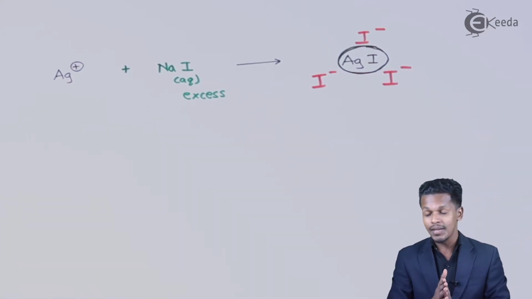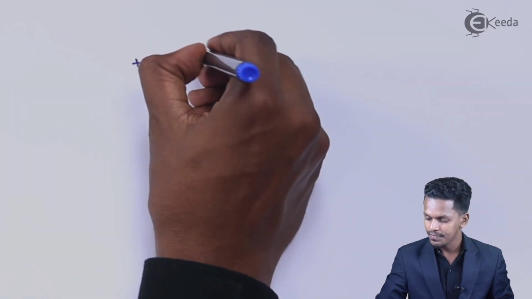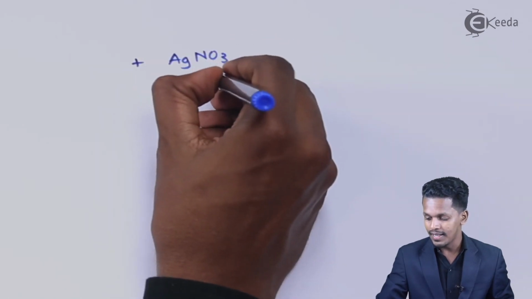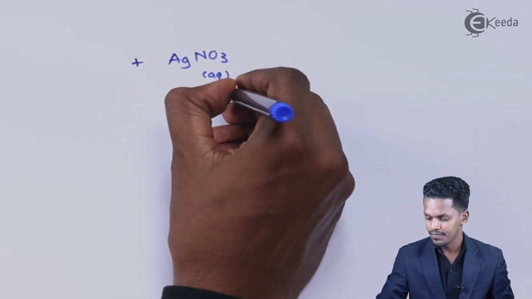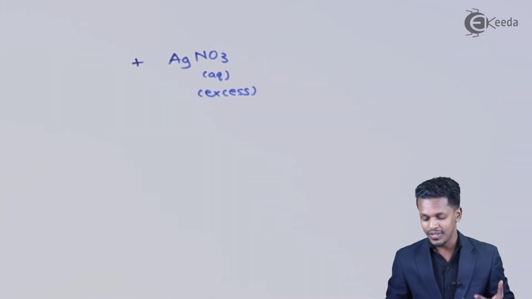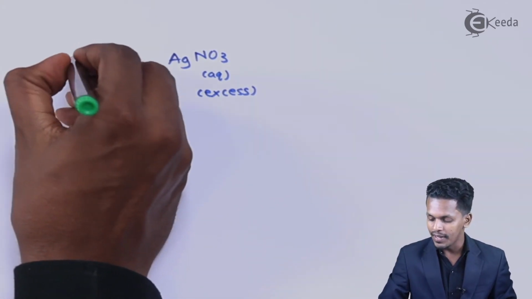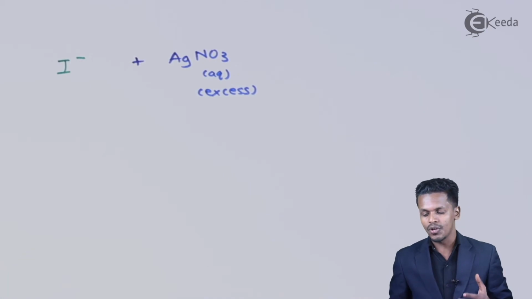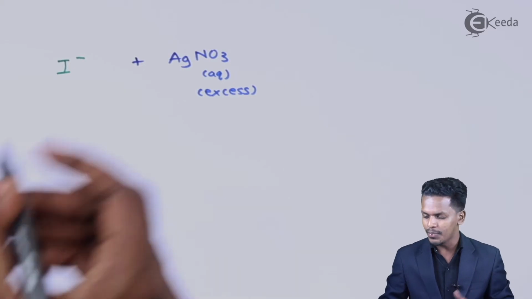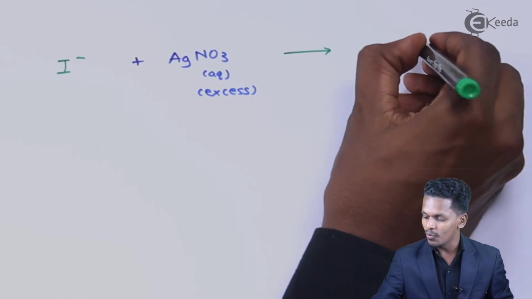But what if the example is reversed? Suppose we take another example, suppose we have AgNO3 solution in excess amount, and we are adding NaI solution. The main concern here is I minus. So this is the dilute solution of NaI that we have added to the AgNO3. The product that we could obtain, obviously, is AgI.